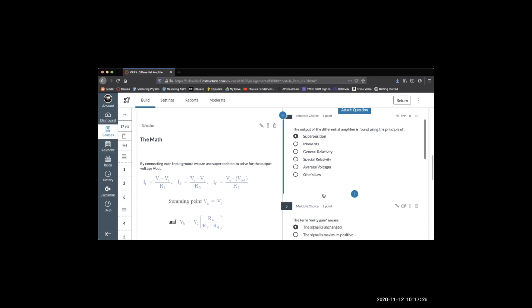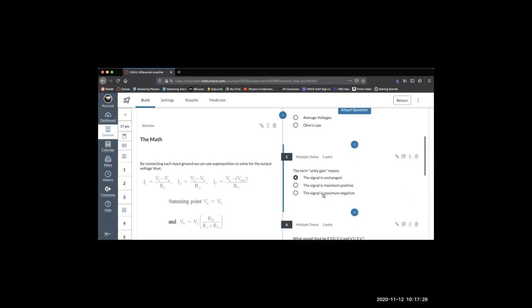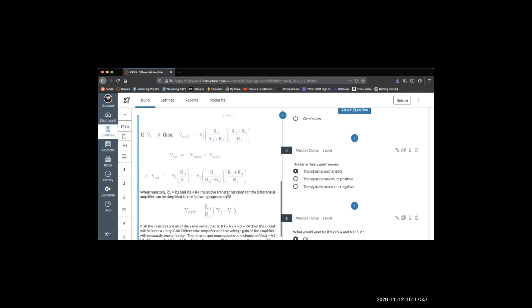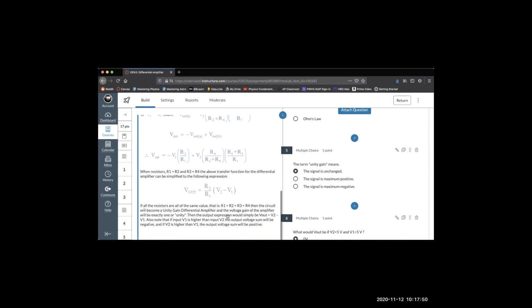The term unity gain means that the gain is 1. That's what unity means. Unity means 1. And so unity gain means the gain is 1, which means the signal is unamplified, which means the signal is unchanged. That's what unity gain means. It's going to be in here in the text somewhere. Will be exactly 1 or unity.